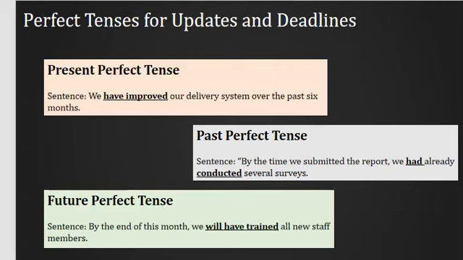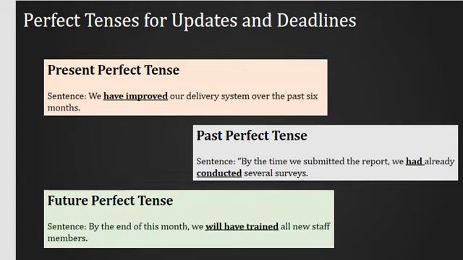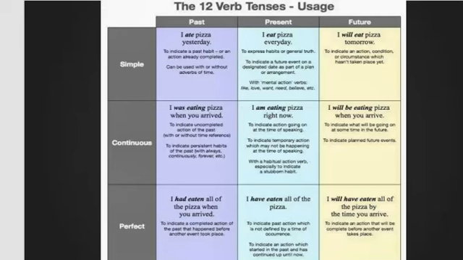Okay, let's now move on to perfect tenses in business. Perfect tenses are a powerful tool to show progress, completion, and connection between time frames in business writing. Where are they located? On this 12 verb tense system, perfect tenses are located at the bottom here: past perfect, present perfect, and also future perfect.